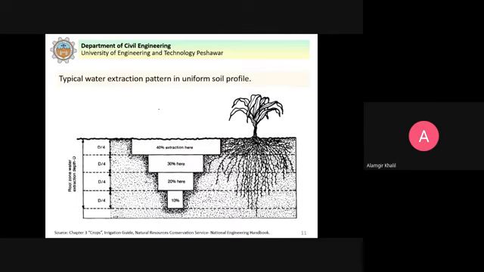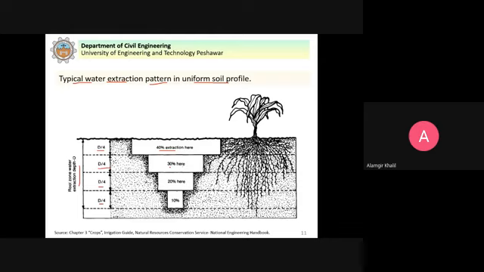Now, in this case, you see the typical water extraction pattern in a uniform soil profile. When the soil is uniform, we have the root zone extraction depth. This is divided into 4 zones, D by 4 each: the first quarter, second quarter, third quarter, and the fourth quarter. This is the general pattern, that the plants in the first quarter of the root zone extract about 40% of the water for their evapotranspiration needs.